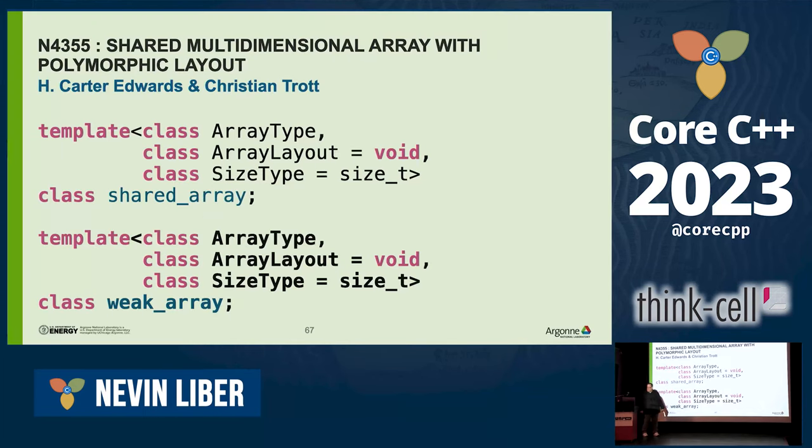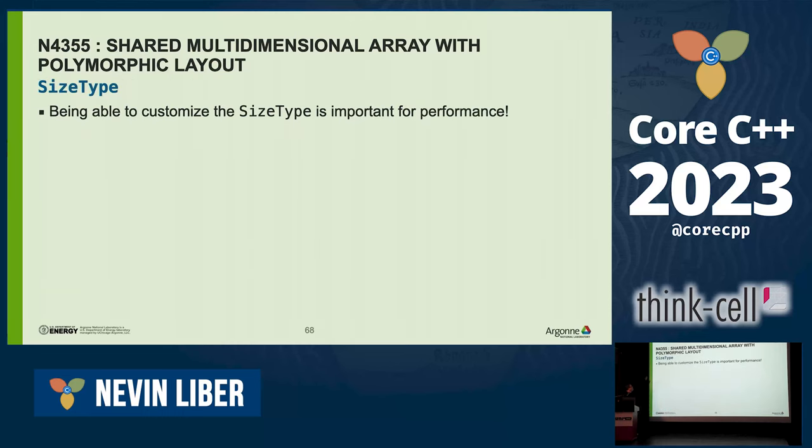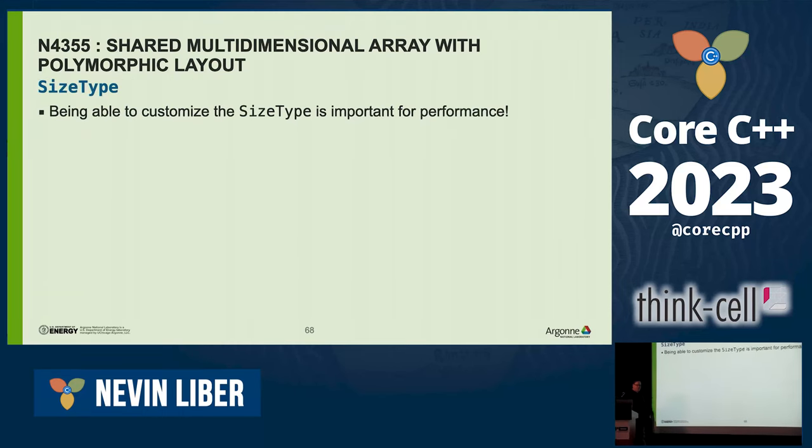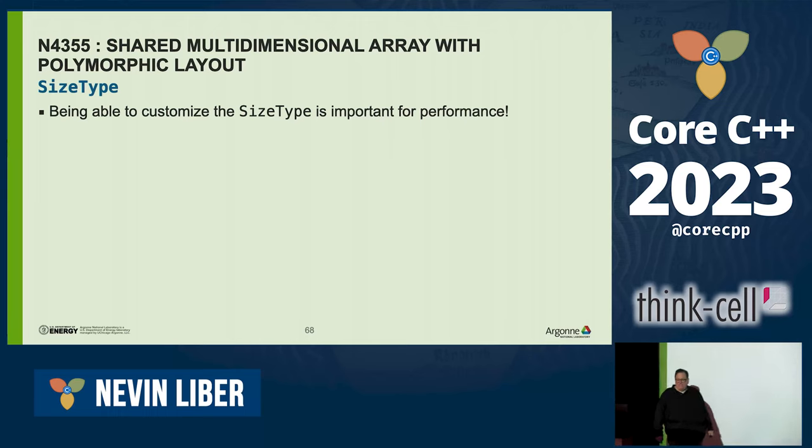So back to Lenexa. Christian is project lead for Kokkos. They have shared array and weak array, weak array being like array view. It's kind of splitting up the owning and non-owning, like shared pointer and weak pointer. I believe there are some forced parallels to that kind of model in the paper. And being able to customize the size type is important for performance on GPUs.